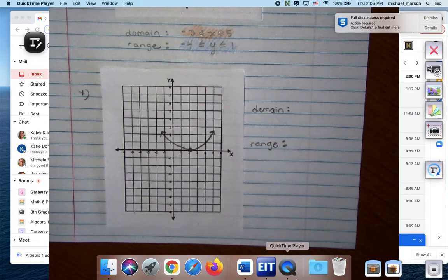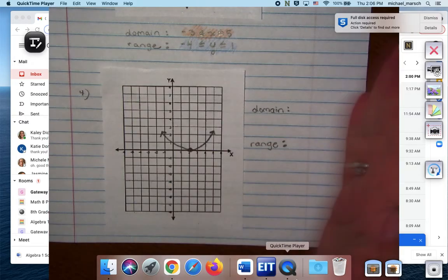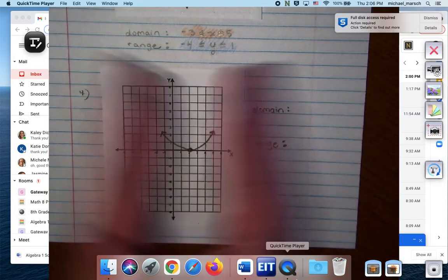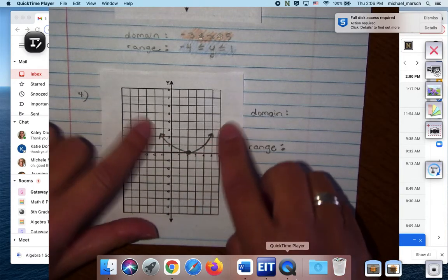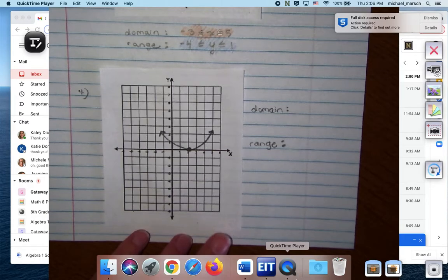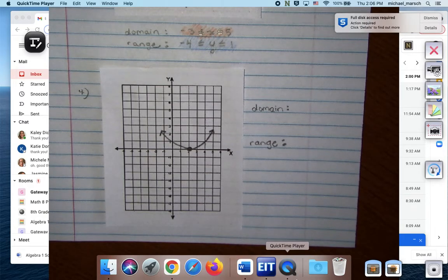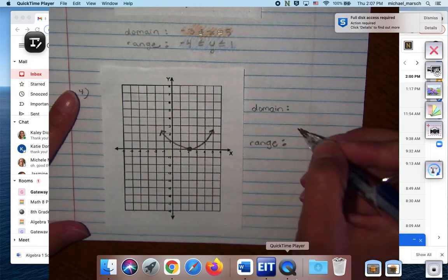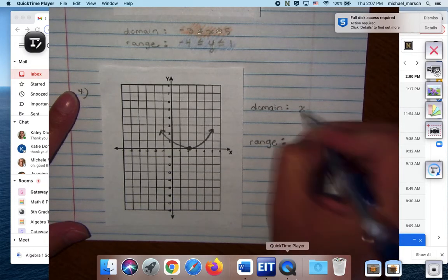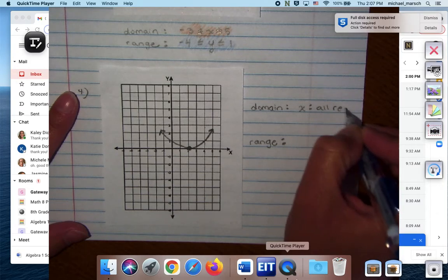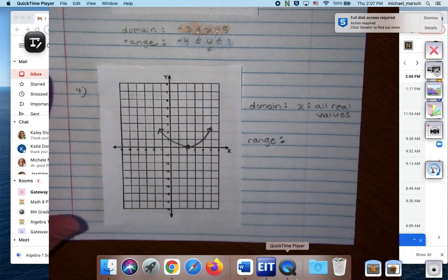Okay, so let's think about this for a second. What does the domain represent? X values. So we're talking about the width, all of the space from left to right. If these keep going forever, what are all of my possible x values? All of them. So domain is x is all real values. I know it seems weird, but write all real values, not the infinity sign.